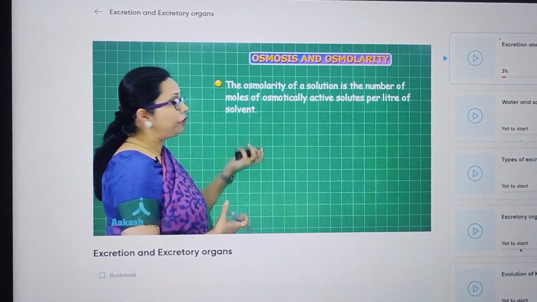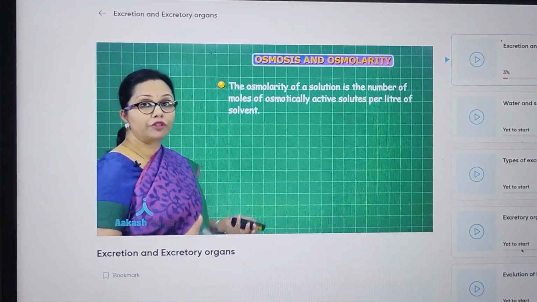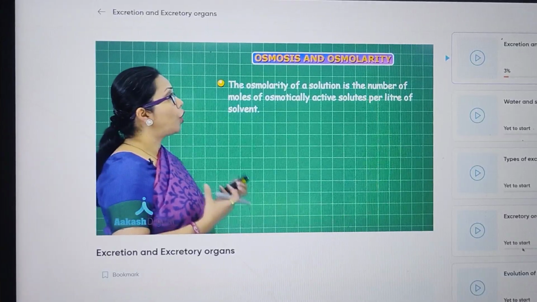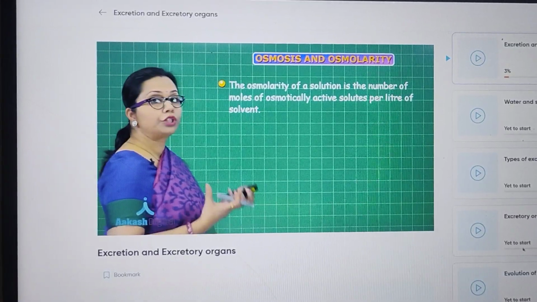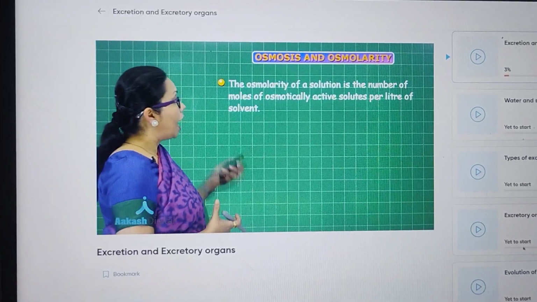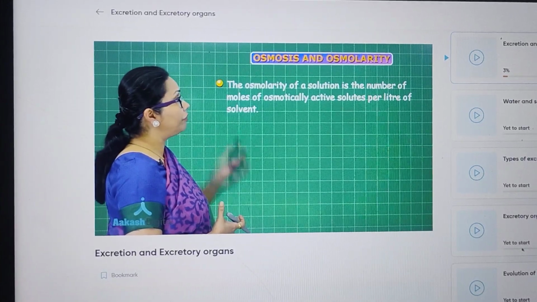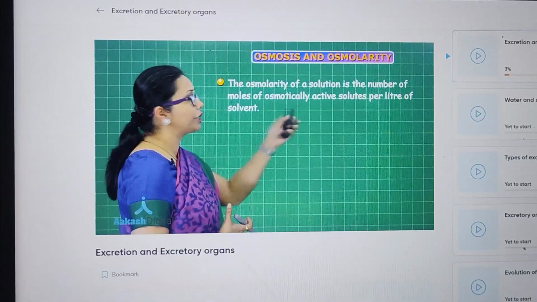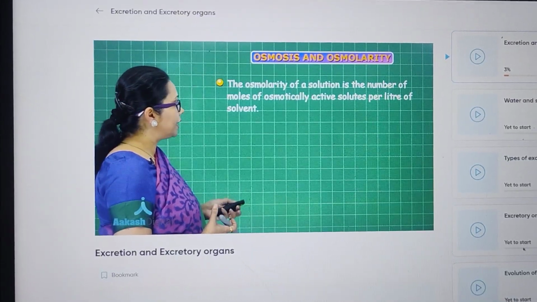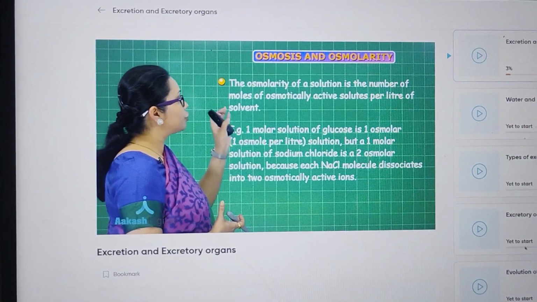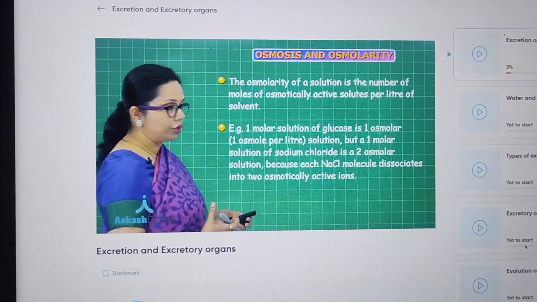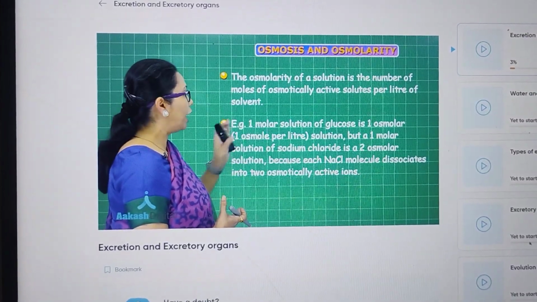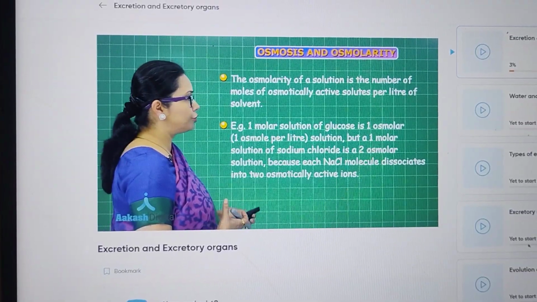This definition is very similar to that of molarity, which you might have studied in chemistry. That is the number of moles of solutes dissolved per liter of solution. Now here, however, when we say osmolarity, we are talking about osmotically active solutes. So let us take the example. If we say there is a 1 molar solution of glucose, it is also 1 osmolar, that is the value given as 1 osmol per liter of solution.